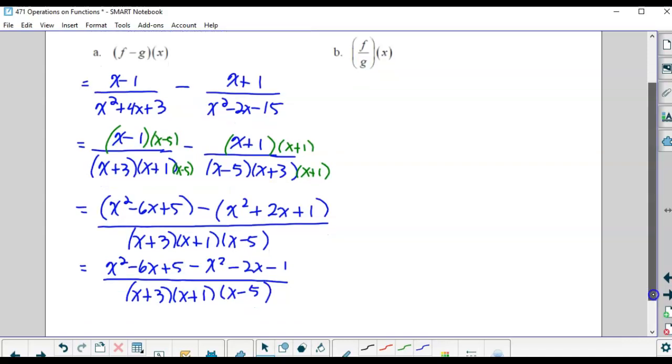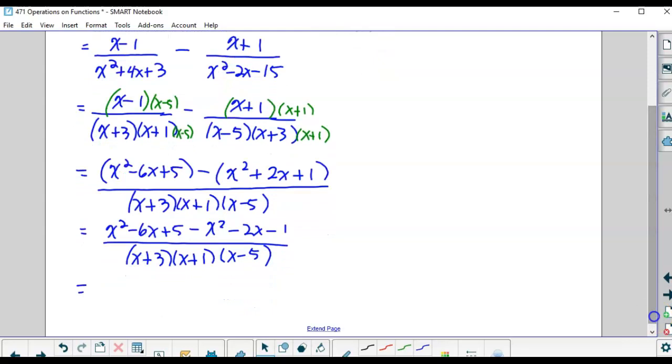Okay, and then collect like terms. So those go to 0. That'll be negative 8x plus 4. Now, you can factor out negative 4, so you get 2x minus 1. Doesn't divide with the denominator, so you can just leave it like that.